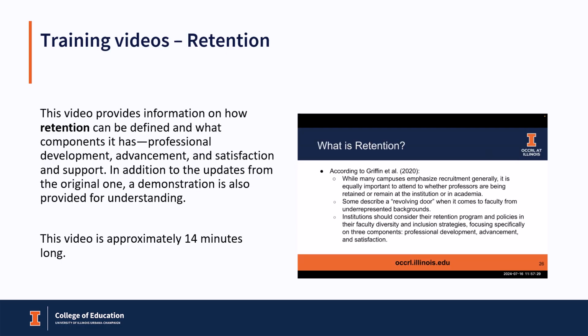According to Dr. Kimberly Griffin, many campuses mainly highlight the importance of faculty recruitment, but keeping professors at institutions or in academia is equally important. Sometimes, promising faculty members depart from the institution after a few years of starting work. Some describe this situation as a revolving door. To prevent such occurrences, Dr. Griffin recommends that institutions review their strategies and policies for retaining employees with a focus on 3 key areas: professional development, advancement, and satisfaction and support.